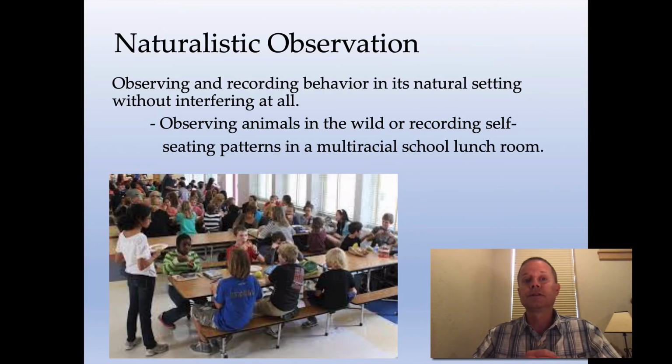Another technique psychologists use is called naturalistic observation. This is when the psychologist doesn't know much about the topic at all and just wants to learn what's going on. So you would observe the person or the group of people or the animals in their natural setting without interfering at all. For example, you could observe animals in the wild, or you could record the self-seating patterns in a multiracial school lunchroom. So like black people, white people, Native Americans, who do they sit with at lunch? You could just go and observe that without interfering with students.